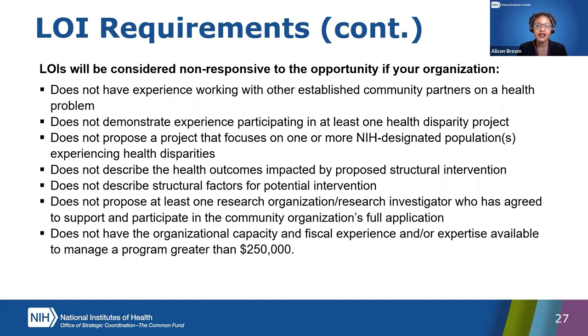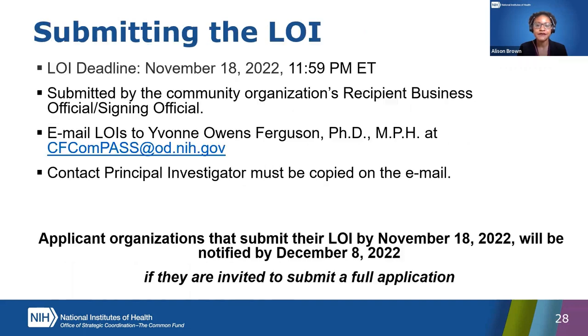And this includes if your organization doesn't have experience working with other established community partners on a particular health problem, if your organization doesn't demonstrate experience participating in at least one health disparities project, and they don't propose a project that focuses on one or more NIH-designated population or describe a health outcome impacted by the proposed structural intervention. You would also be ineligible if you don't describe the structural factors for potential intervention and do not propose at least one research organization who's agreed to partner with your application. And again, an eligibility criteria is that you have expertise in managing a program greater than $250,000. So if you do not have the organizational capacity and fiscal experience, then you would also not be eligible. Next slide.